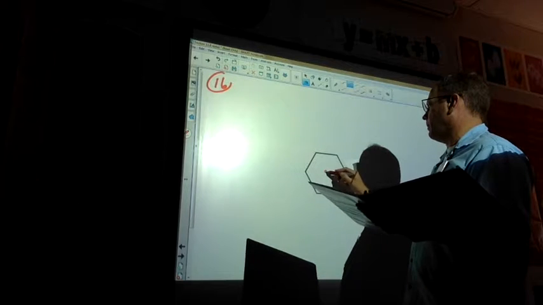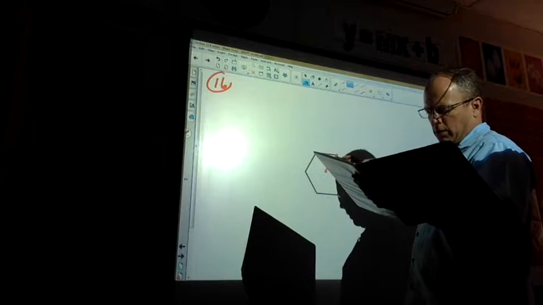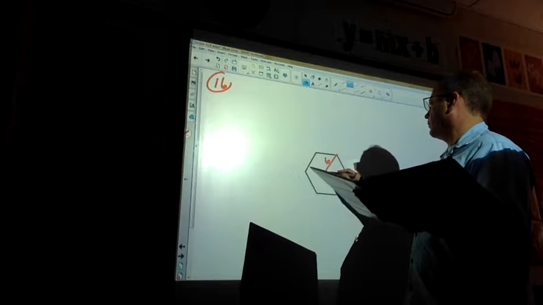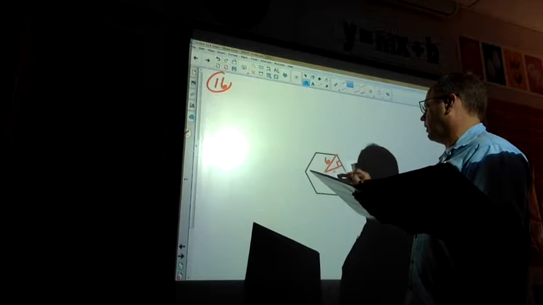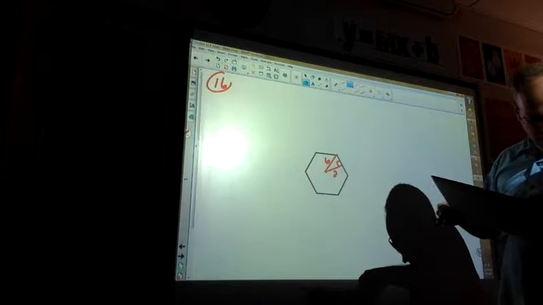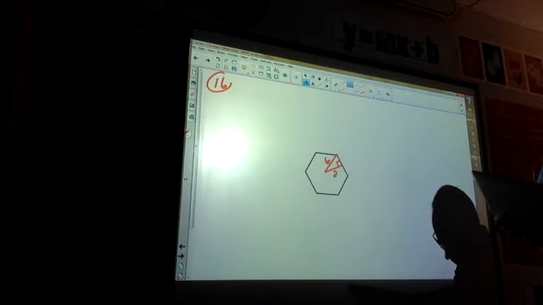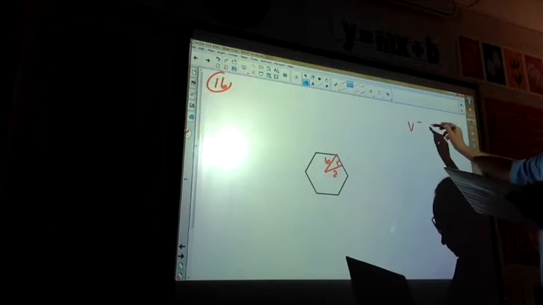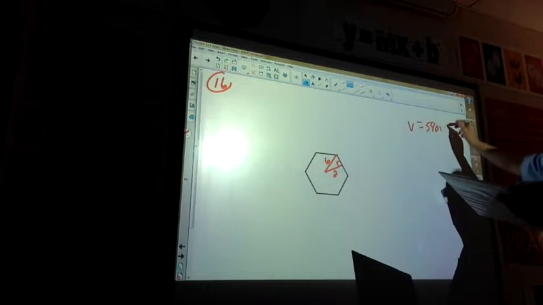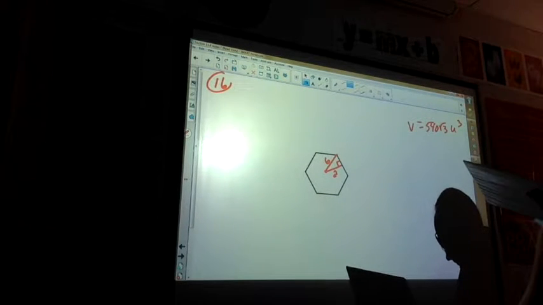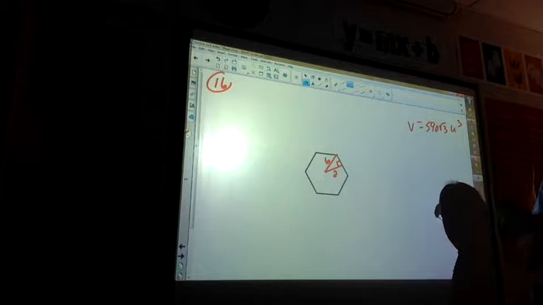So the radius, remember, it goes to the corner. So that would be 6. We have to realize that's a right triangle. I don't know the apothem in this case. So find the height of a regular hexagonal prism. Okay, we know that the volume is equal to 540 root 3 cubic units, like you wanted. We have a radius of 6.